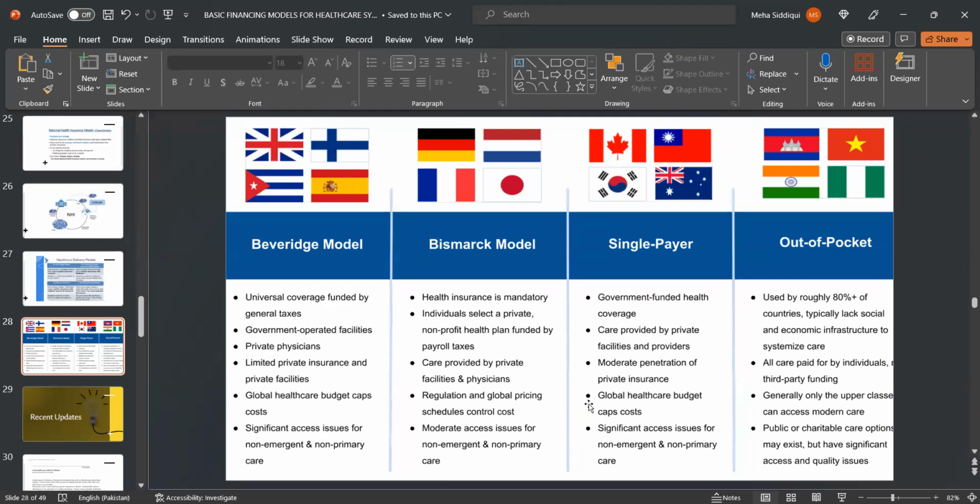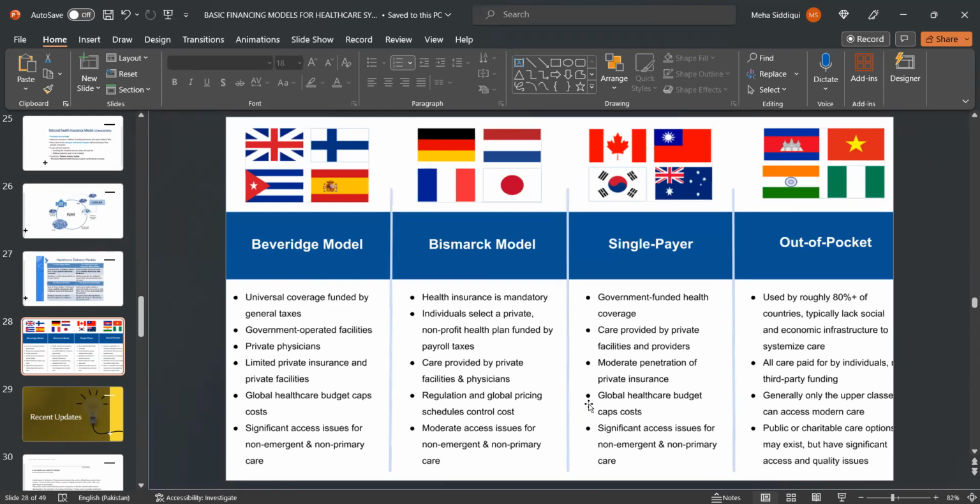In the Bismarck model, health insurance is mandatory. So that's why another name is the insurance model. Individuals select a private non-profit health plan funded by payroll taxes, with care provided by private facilities and physicians. Regulation and global pricing schedules control cost, with moderate access issues for non-emergent and non-primary care.